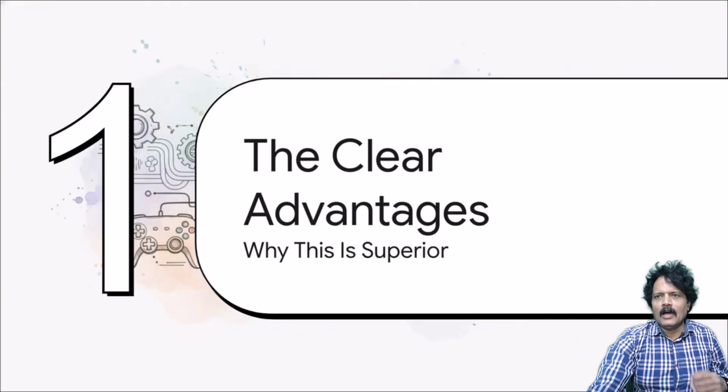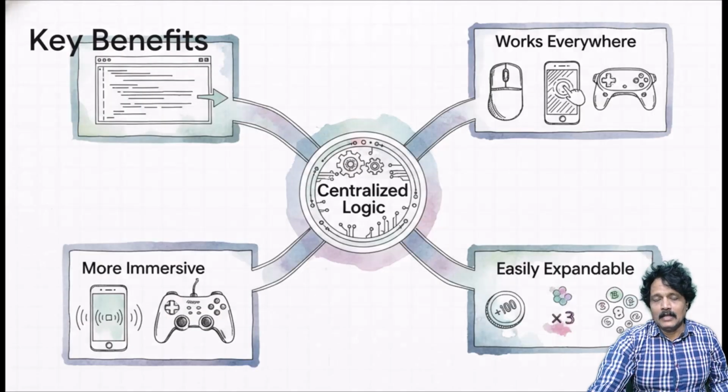So now that we have gone through the whole setup, let's just zoom out for a second and really quickly recap why this approach is so much better than sticking with the old OnMouseDown way of doing things. The benefits are just huge. First and foremost, you write code once and it works everywhere. Mouse, touch, pen, you name it. Plus, all your input logic is neatly tucked away in one central script, which makes it a breeze to manage and add new features later.